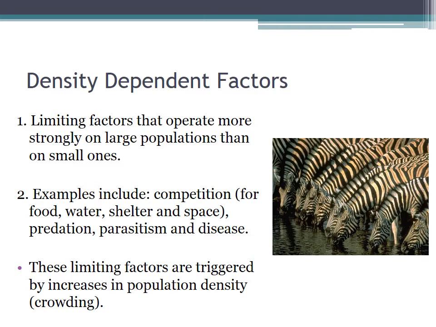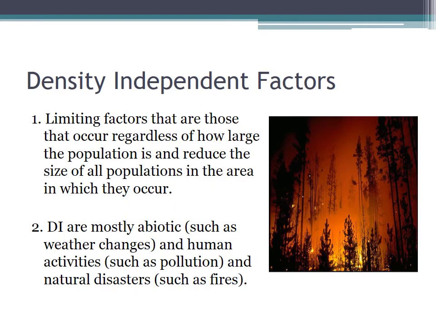Predation, so when things eat other things, that is going to depend on density. Parasitism, so parasites and disease, the bigger the population, the bigger the density, the more you're going to have of parasites and disease. So these limiting factors are triggered by increases in population density, and that's known as crowding.